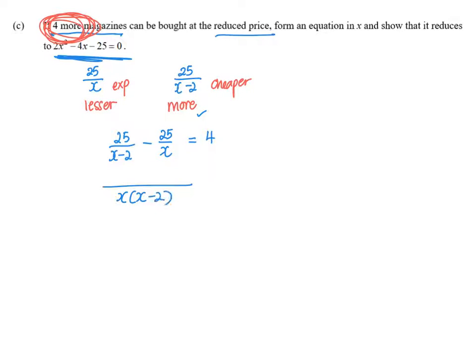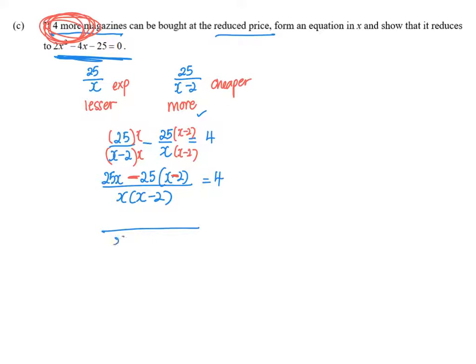X minus 2 and X. What do I need to multiply? So I'll need to multiply this whole thing with X and this whole portion with X minus 2. And that will give me, please be careful, we have a subtraction over here. Okay, and we'll try to form an equation that looks like this. Take note, this is negative 25, negative 2.